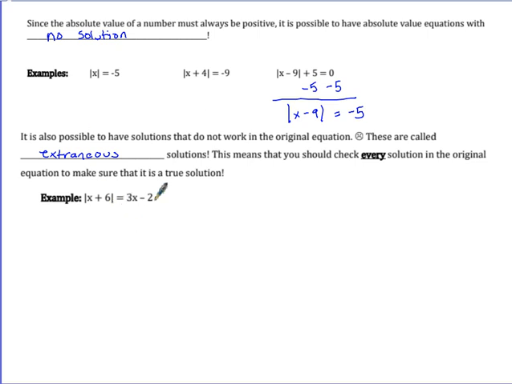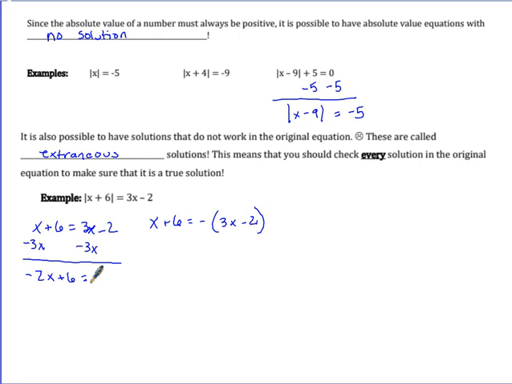Okay, so let's take this as an example. I would have my two equations, x plus 6 equals 3x minus 2, and then I also have x plus 6 equals, and I'm going to make the whole thing negative, 3x minus 2. So we're going to solve this just like a normal equation. I'm going to move my x's to the left side. So I would have negative 2x plus 6 equals negative 2. Subtract 6 from both sides. And divide by negative 2. And I get x equals 1. Alright, so that's one solution.